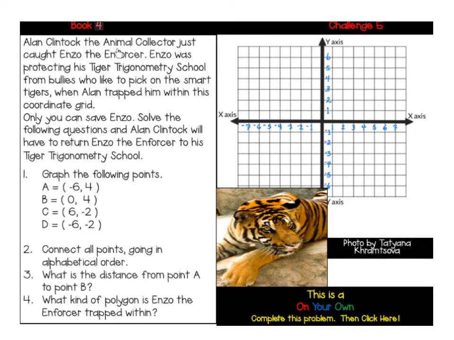Alan Clintock, the animal collector, just caught Enzo the Enforcer. Right there is Enzo, and look at that face. He is enforcing things. He is making sure no one picks on his friends. Listen to this. Enzo was protecting his Tiger Trigonometry School from bullies who like to pick on the smart tigers when Alan, that's right, Alan Clintock, trapped him within this coordinate grid right there, my friends.